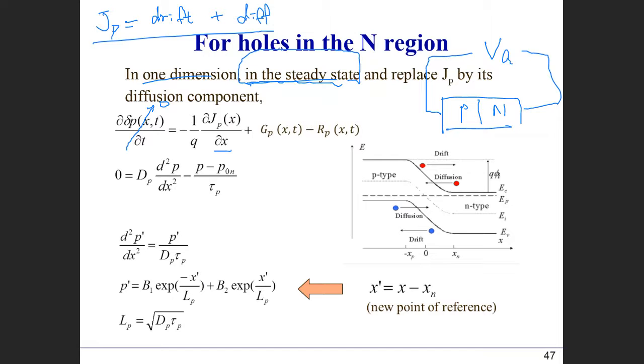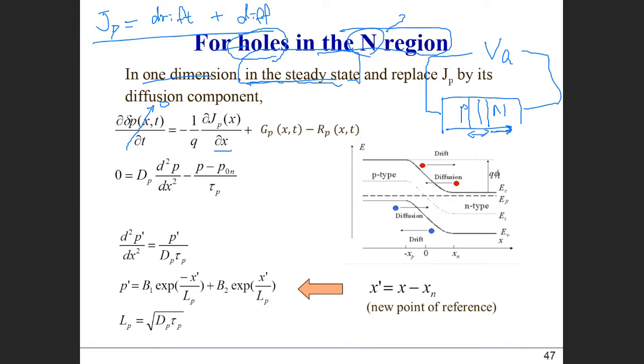In here, especially for this particular case, we are interested in the holes in the N region. Okay, so N region means the bulk N region, which means if you look at the p-n diode, this is the depletion region. In the N region, we are interested in this N region. Okay, so that's the meaning of these holes in the N region.